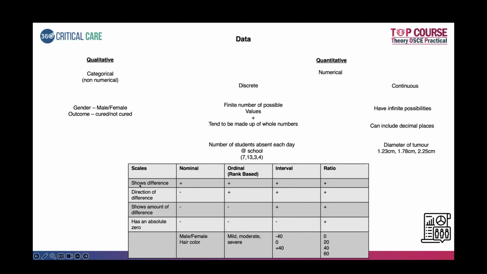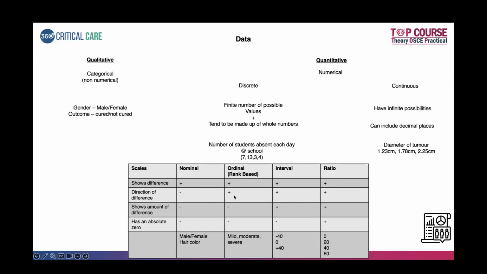So we assess whether it shows a difference. If there is a difference between the data, it will be present in all 4 of them: nominal, ordinal, interval, and ratio. But the direction of difference will not be present in nominal because you're looking only at 2 areas, either whether they're male or female or cured or uncured. So there is no concept of direction of difference in these groups.